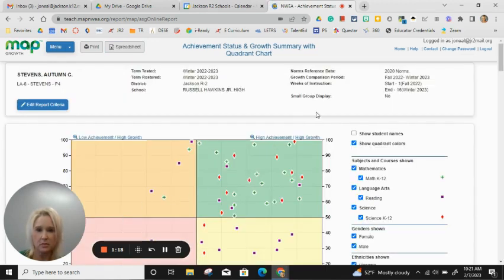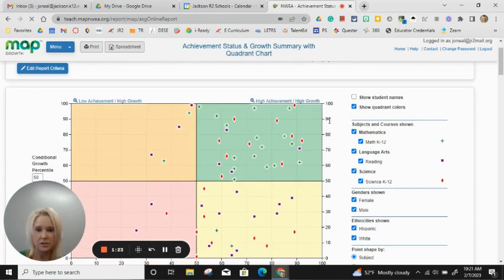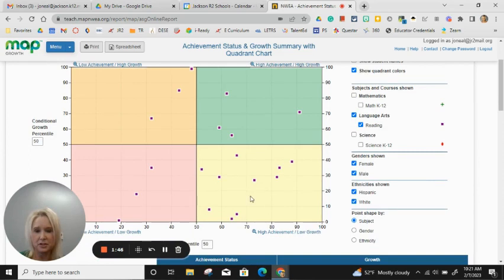Okay, so this is going to be a growth quadrant that shows how Autumn's students are performing. I'm going to uncheck math, uncheck science, because I'm just interested in reading right now, how the students are performing achievement-wise compared to growth. So, of course, we want our students to eventually all get into the green. We want them to have high achievement and high growth. We're also okay with high achievement right now and low growth. Of course, we want to always move our students along.